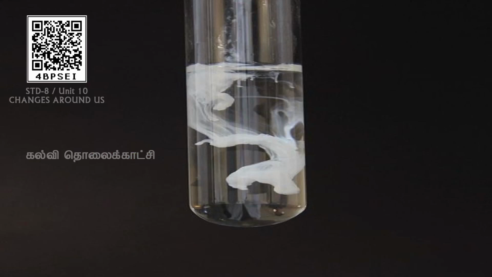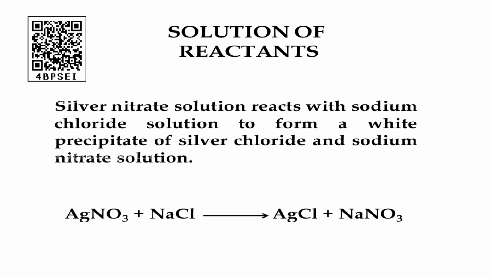But if we dissolve the same reactants in water in separate test tubes and mix both the solutions, we can observe silver nitrate solution reacts with sodium chloride solution to form a white precipitate of silver chloride and sodium nitrate solution. The chemical equation for this reaction is AgNO3, which is silver nitrate, when it reacts with sodium chloride, NaCl. What are the products formed?